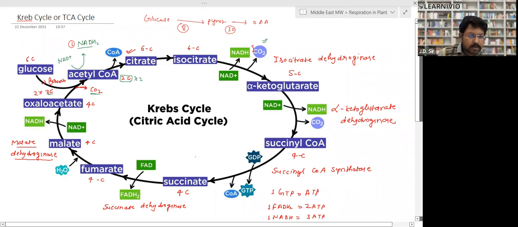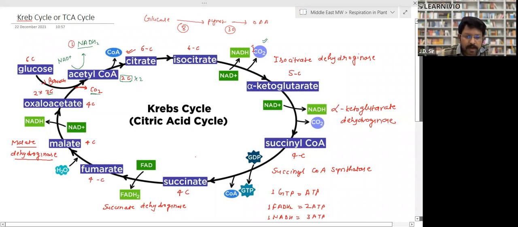Again, the pyruvate changes to acetyl coenzyme A. From acetyl coenzyme A, the coenzyme A part gets detached and it changes into citrate. Citrate is a 6-carbon compound. From citrate, it changes into isocitrate. It is also a 6-carbon compound. From isocitrate, formation of alpha ketoglutarate takes place, right?